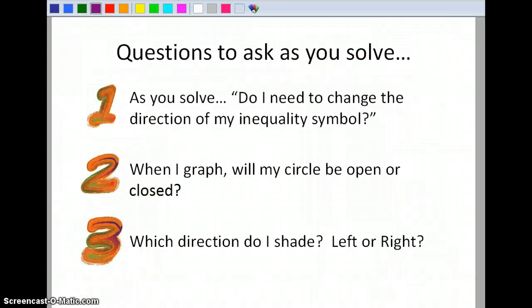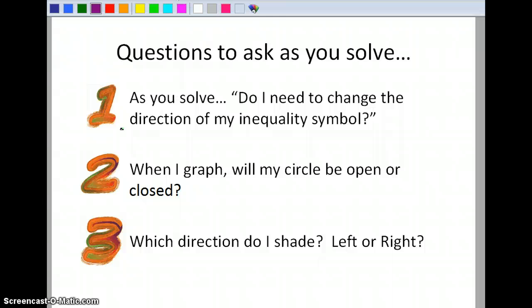Okay, so let's look at a few examples. Well, first, a few questions for you to ask yourself. One, as you solve, do I need to change the direction of my inequality symbol? The only time you need to do that is if you multiply or divide by a negative number.